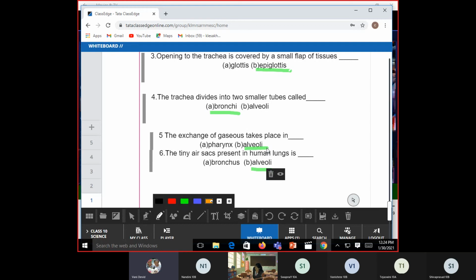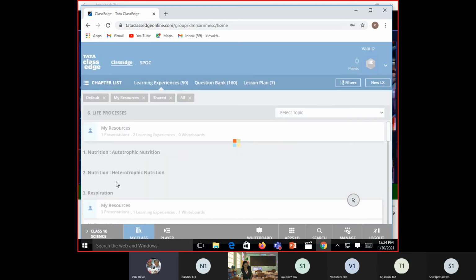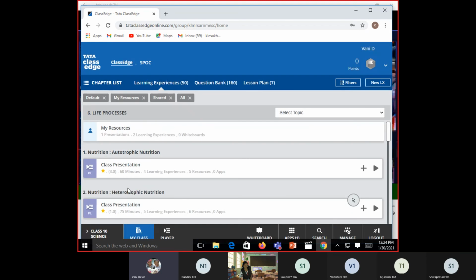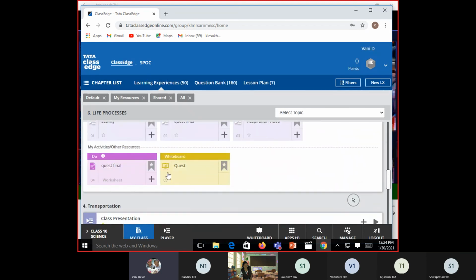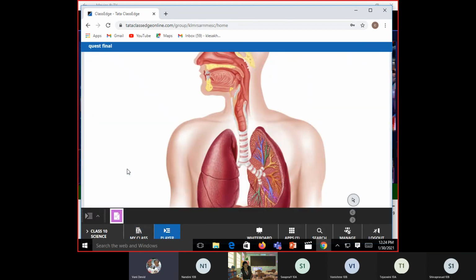Very good. Okay, so I hope you understood the concept. So we'll meet in the next class. And your homework is, you have to label the parts and get it done.